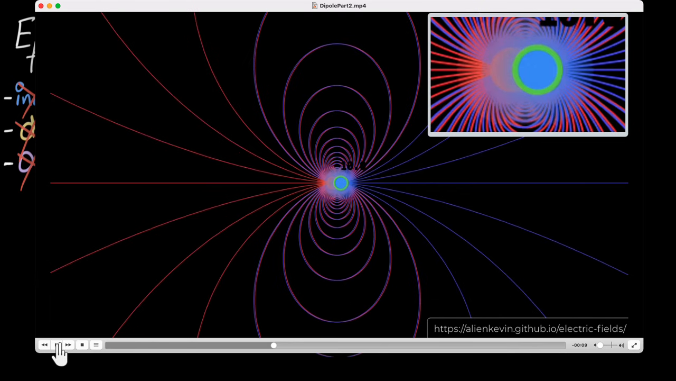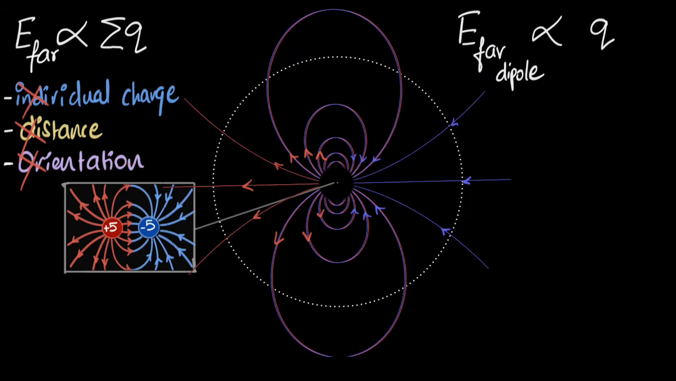Why is that happening? Well, that's because when the charges are closer, the field lines get sucked very quickly and therefore the field lines go far away very quickly and so the field becomes weaker everywhere. So the mind-blowing thing about dipoles is that the field far away depends on that teeny tiny distance between the charges. In fact, it turns out to be proportional to it.